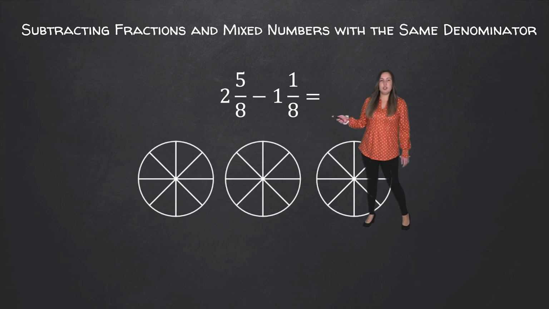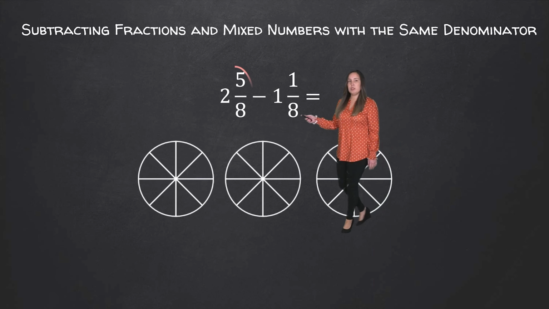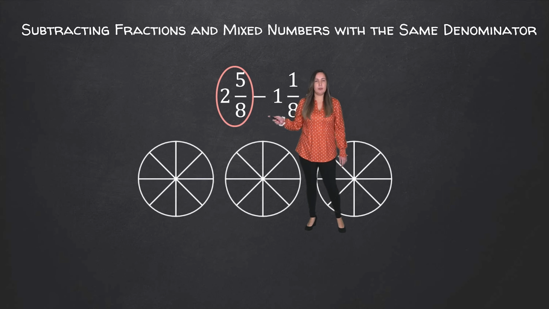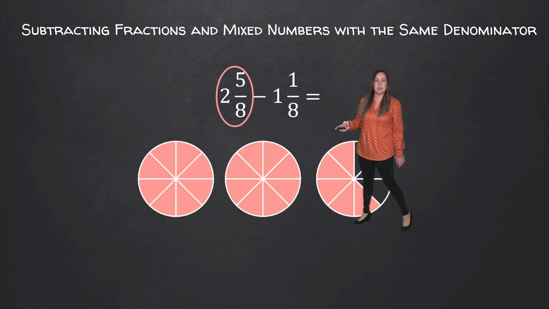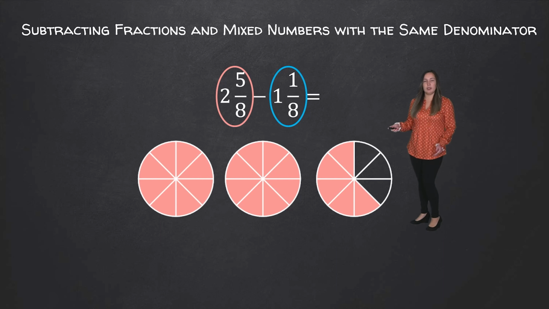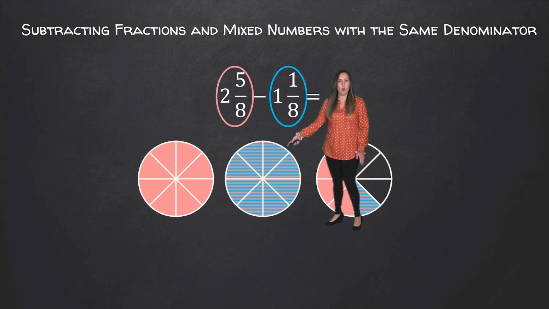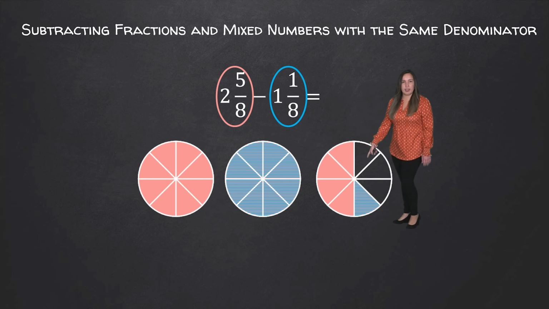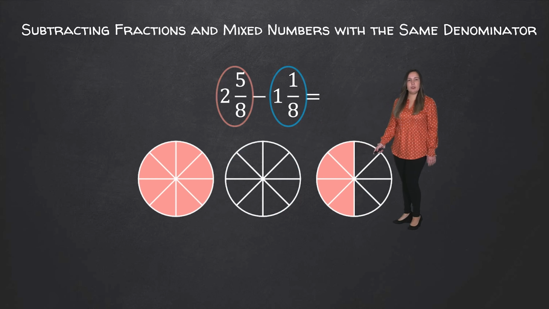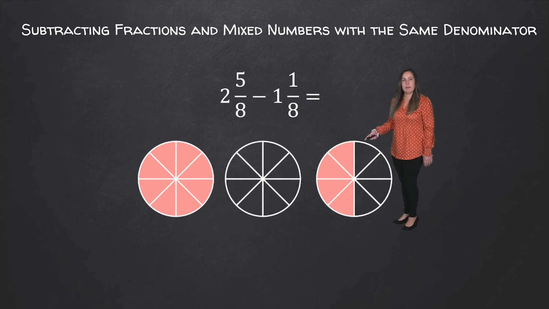And then here we have 2 5/8 minus 1 1/8. So we're going to start off and shade in 2 5/8, so 2 whole pieces, and then 5 out of 8 here. And then now we're going to take away 1 1/8. So cross it out. So what I did was just cross out a whole and then 1 out of 8 here. And then if we remove those, we have 1 whole there, and then we have 4 out of 8 pieces here.